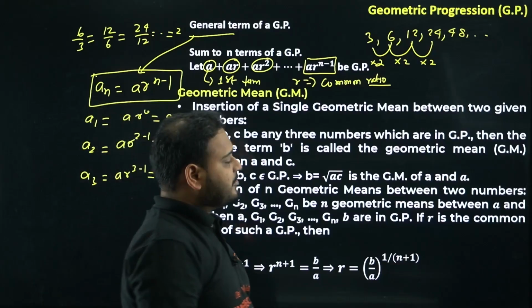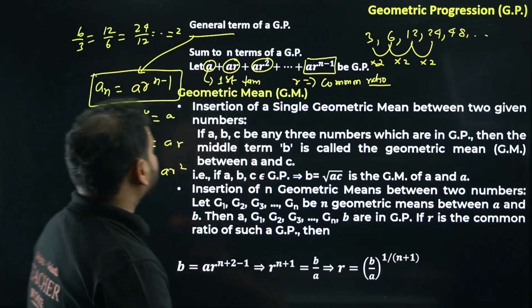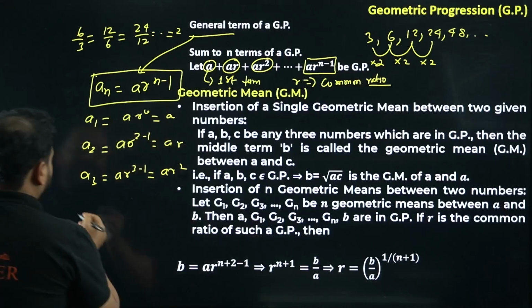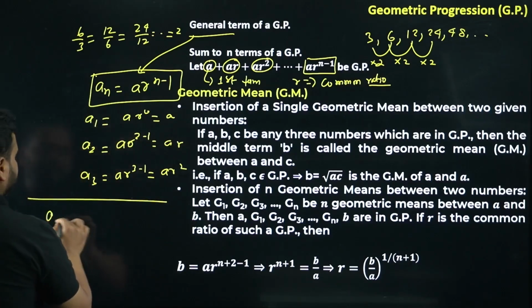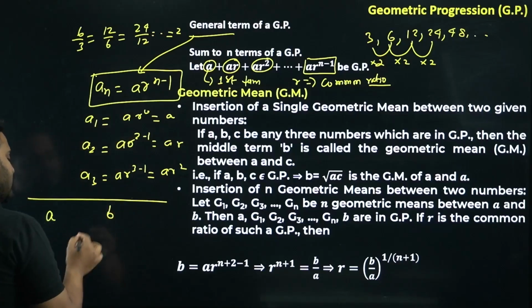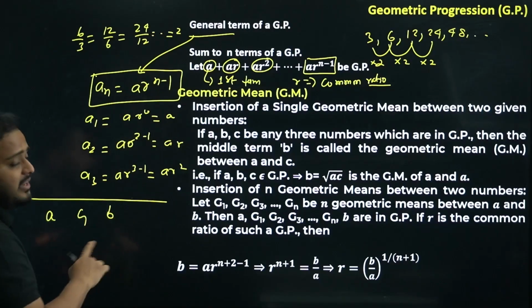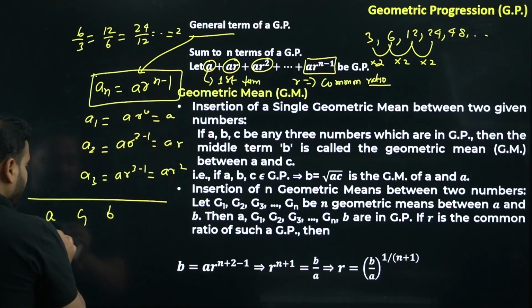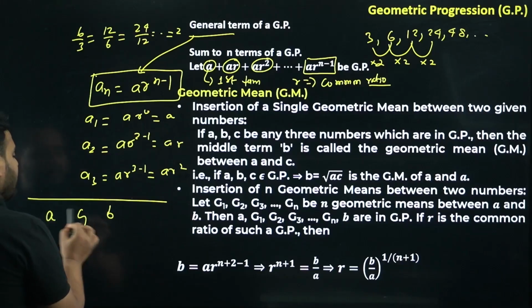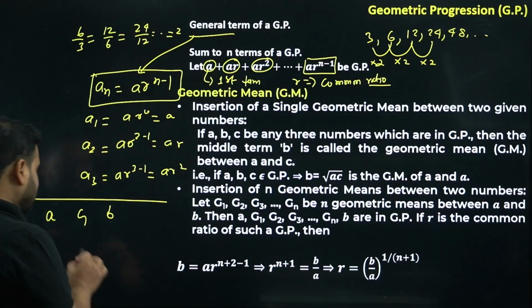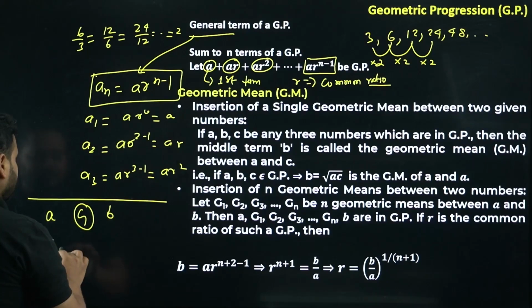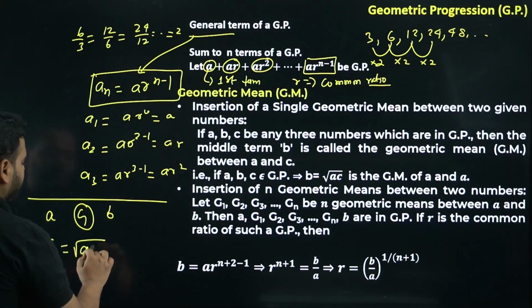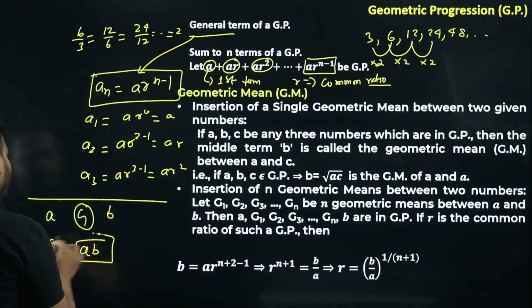Insertion of a single geometric mean. First of all, what is a geometric mean? Basically, if I have two numbers A and B like this, there exists a number G in between A and B which, if you put it over here, will create a geometric progression. G will be the geometric mean of the terms A and B, and G is given by root of AB.